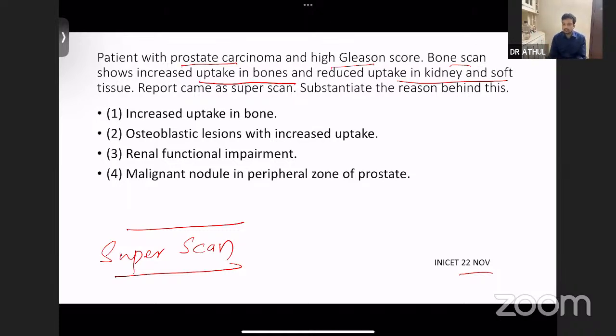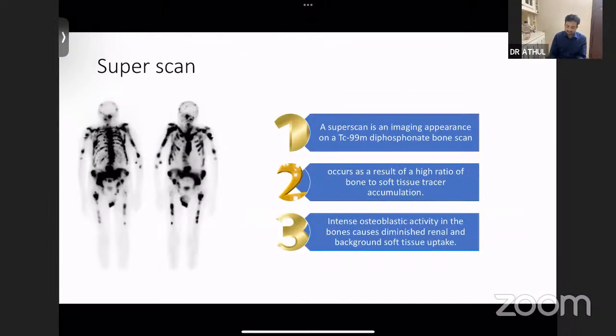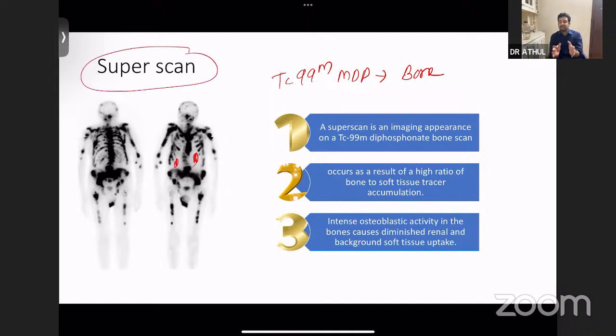Okay, so understand, in a patient with carcinoma prostate, there will be multiple osteoblastic metastases, also known as dense sclerotic metastases. Because of these, all the tracer material, all the technetium-99 MDP, will be taken up and accumulated in the bones. So there is a reduction in the uptake in the kidney, and you won't be able to see the kidney and other soft tissues. Everything will be in the bone, and we will term that scan a super scan.